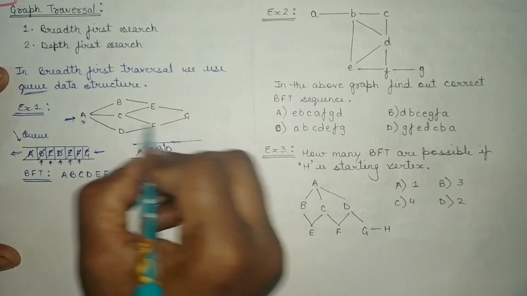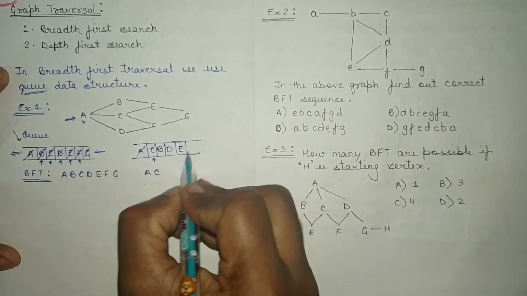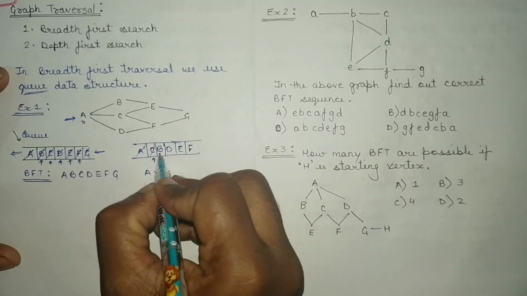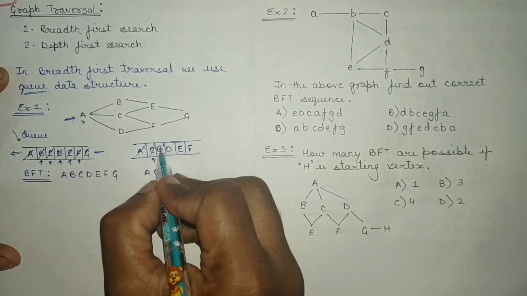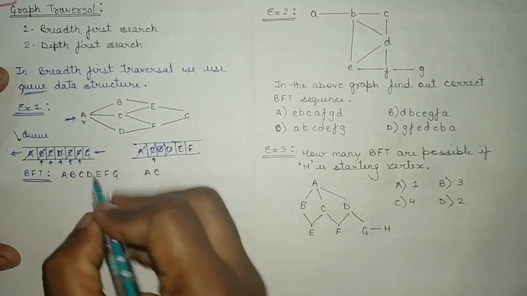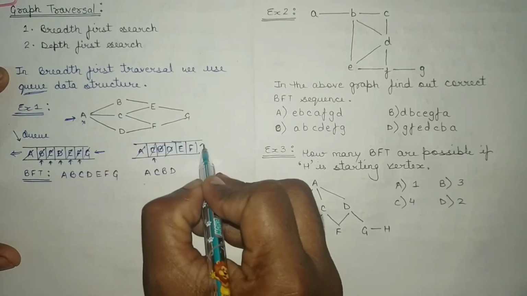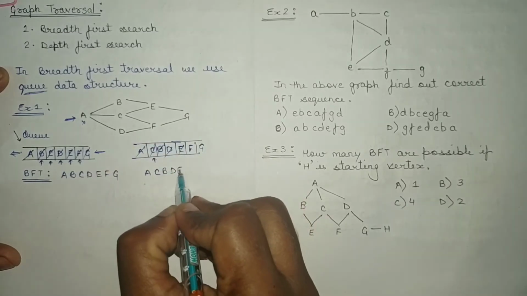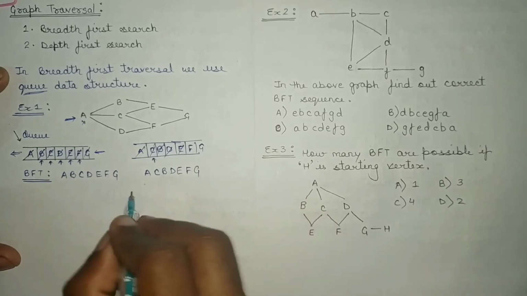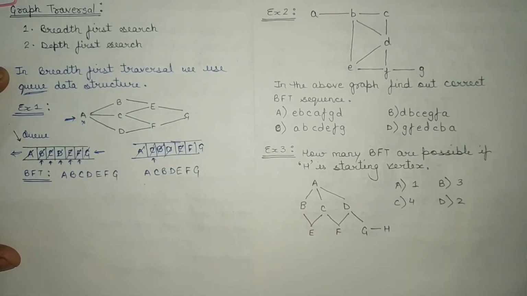C. What are the adjacent of C? E and F. So C is deleted. Now what are the adjacent of B? E, which is already done. D, F already done. So B will be printed, D will be printed. What is the adjacent of E? It is G. E will be deleted and printed. Similarly F and G. Now you can see that this is another possibility.